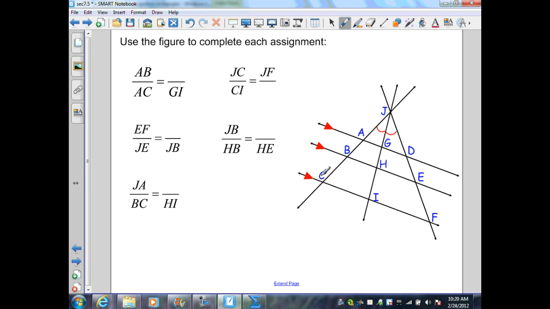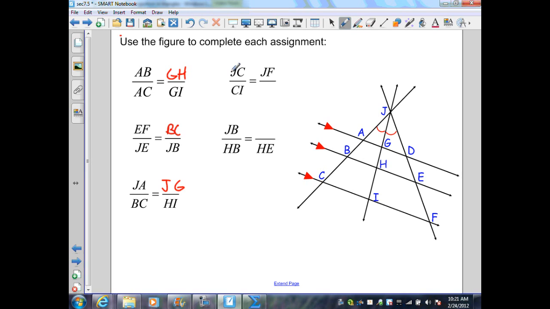over AC. Therefore, that's going to give me, since I'm using GI, GI is here, so AB over AC, and the bottom is GI, this top part must be GH. Next, I have EF over JE. So the small over the entire part here, JE. So that will give me, I know, BC over JB. Next, I have JA over BC. And now I have HI. Therefore, that's going to give me JG over HI.